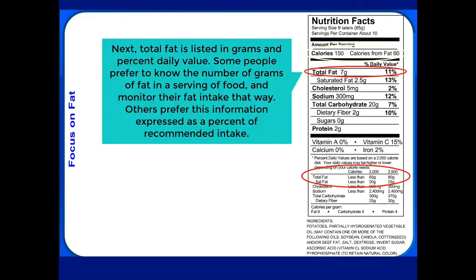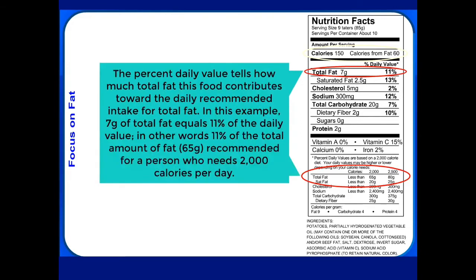Next, total fat is listed in grams and percent daily value. Some people prefer to know the number of grams of fat in a serving of food and monitor their fat intake that way. Others prefer this information expressed as a percent of recommended intake. The percent daily value tells how much total fat this food contributes toward the daily recommended intake for total fat. In this example, 7 grams of total fat equals 11% of the daily value. In other words, 11% of the total amount of fat, 65 grams, recommended for a person who needs 2,000 calories per day.